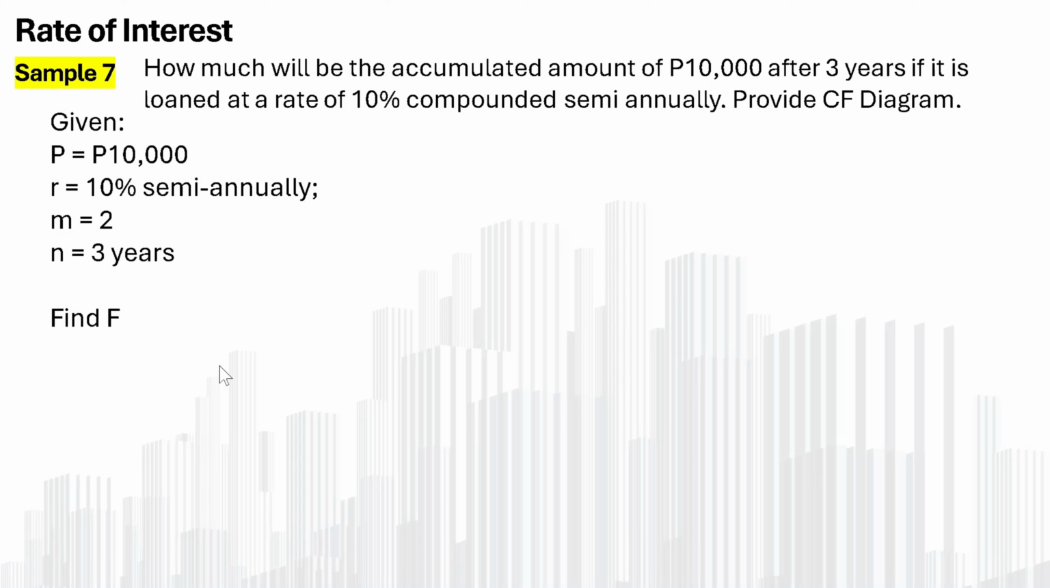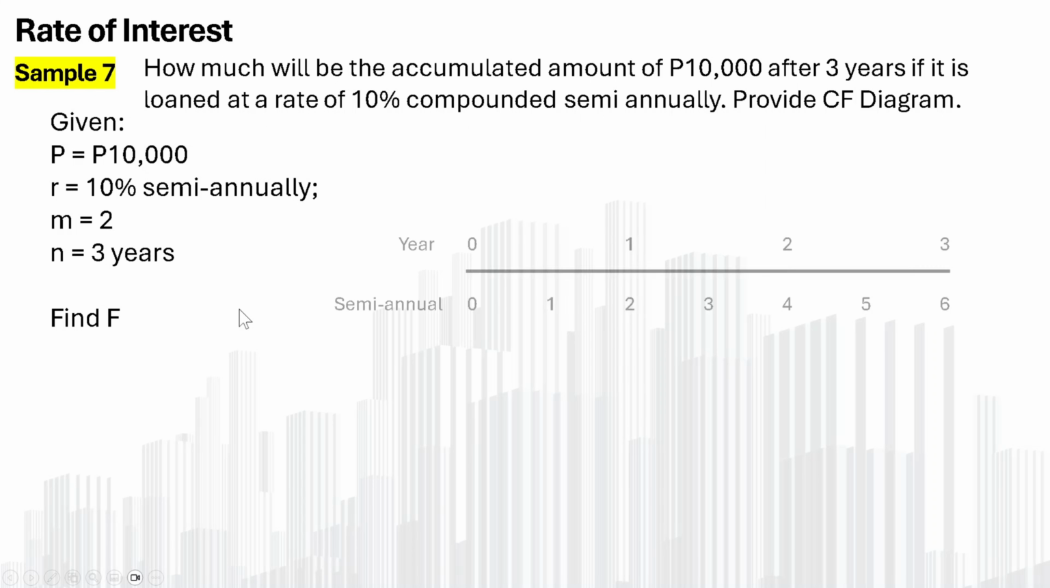Okay, tama naman. So how much will be the future value nito? So the future value, compounded 10% semi-annually. We have your principal here, which is 10,000 pesos. We have your nominal interest rate, which is 10% semi-annually. So that will give us M, yung compounding period, which is 2. And this is our period, 3 years.